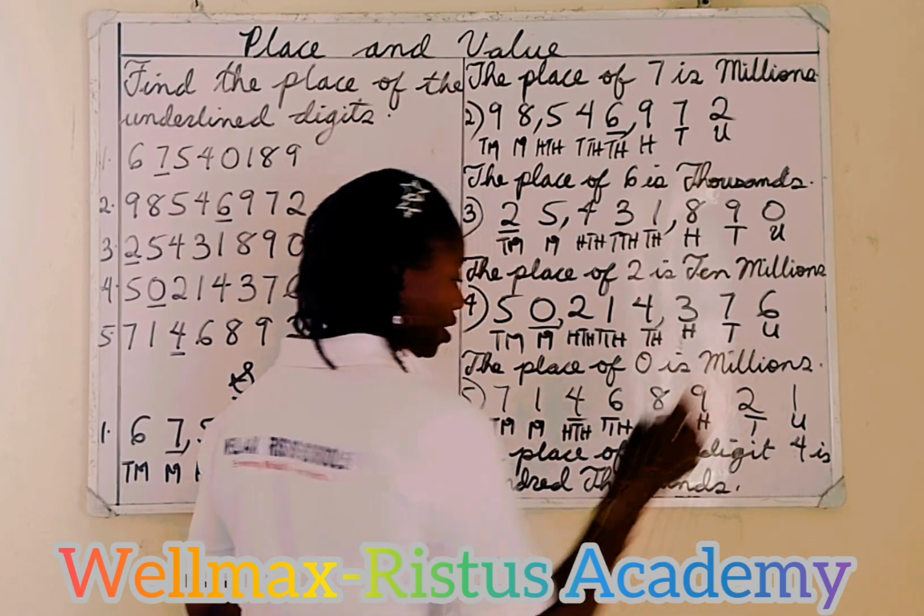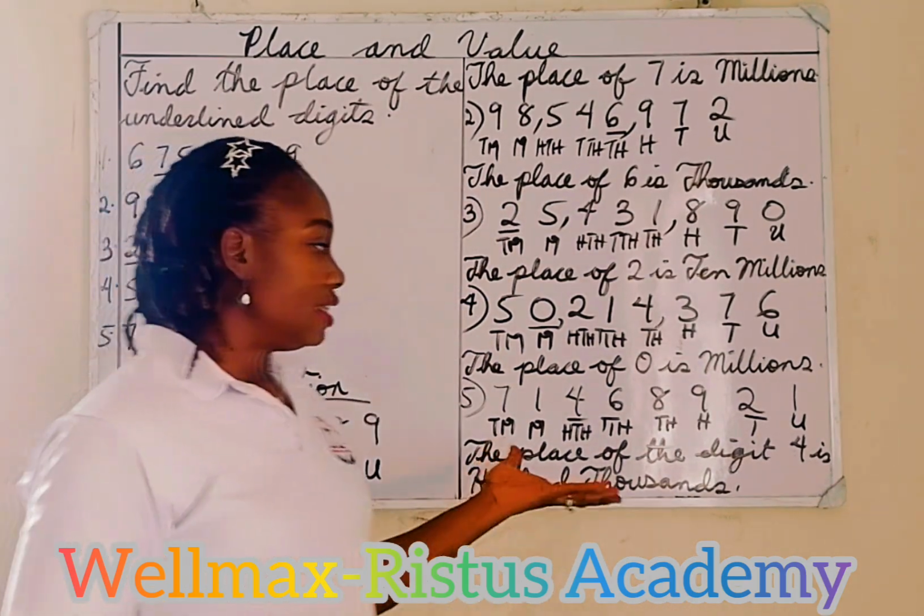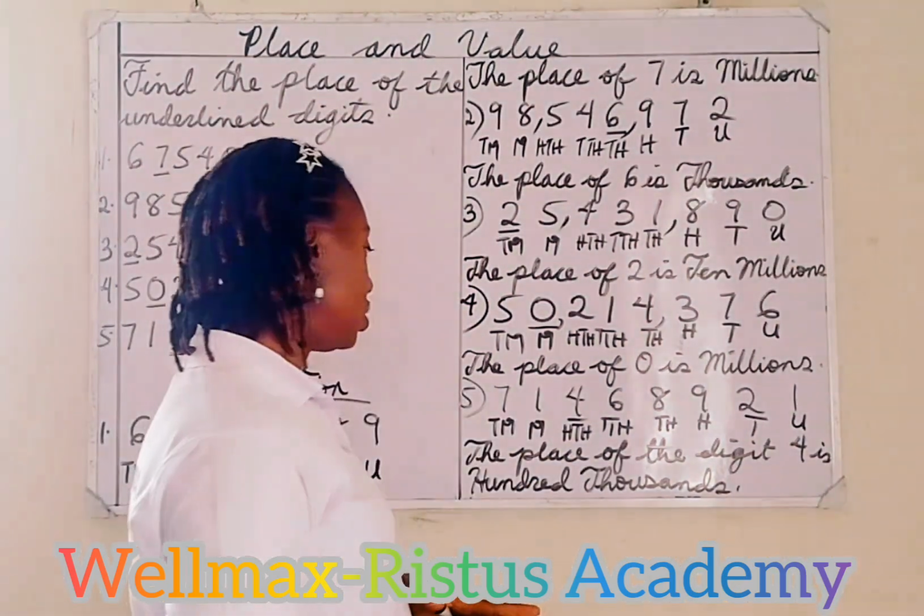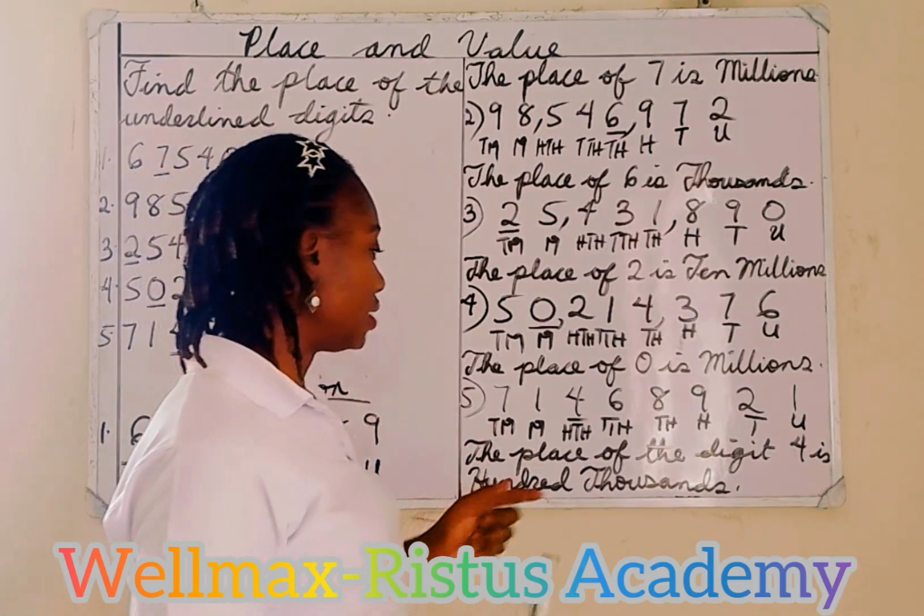Alright, and there you have it. This is the answer for this last question. The place of the digit 4 is 100,000.